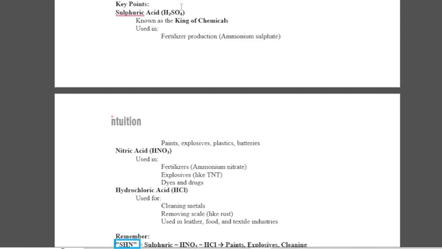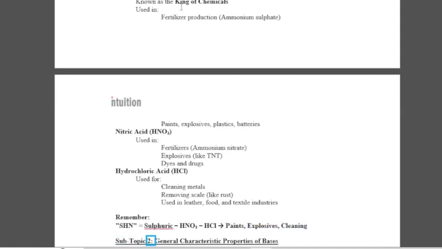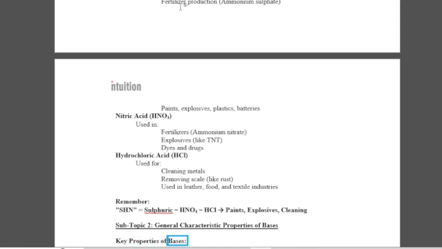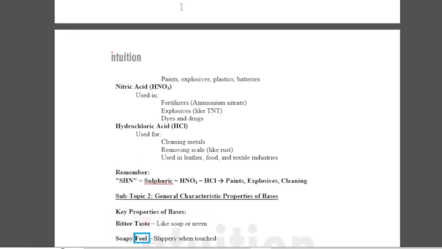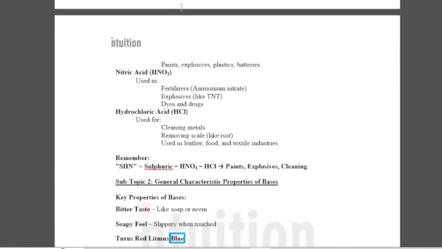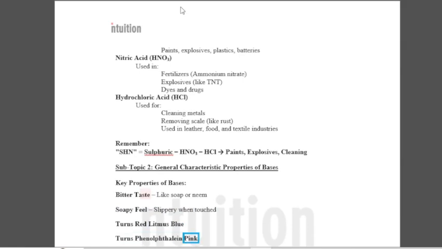Remember, SHN means sulfuric, HNO3, HCl: paints, explosives, cleaning. Subtopic 2. General characteristic properties of bases. Key properties of bases: bitter taste, like soap or neem. Soapy, they feel slippery when touched. Turns red litmus blue. Turns phenolphthalein pink.